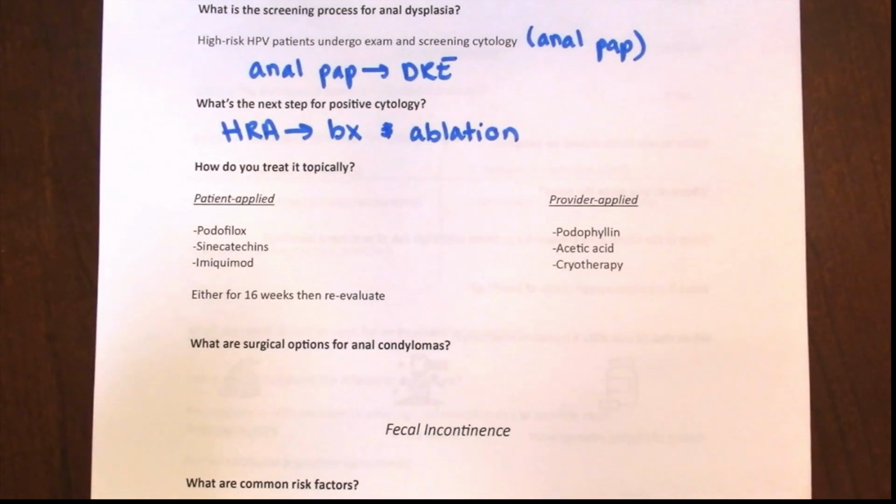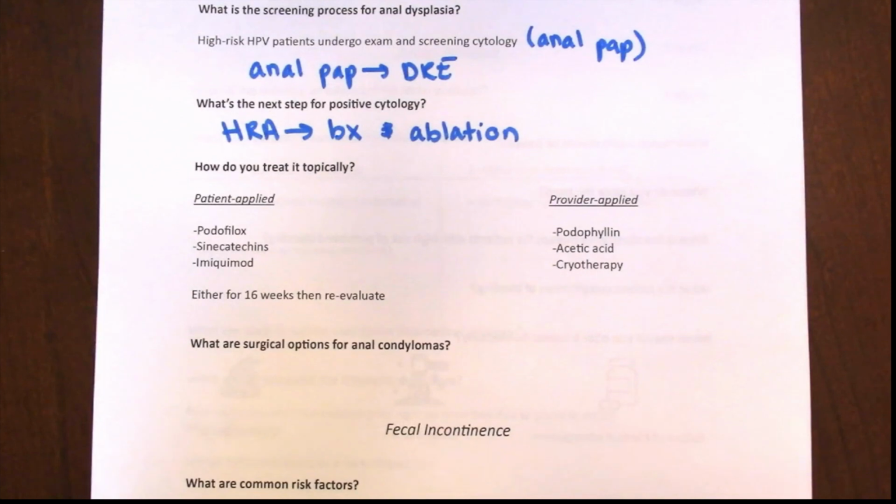For patients that do have disease, how do you treat it topically? So there are two different types of topical treatments. They are either patient applied or provider applied. The patient applied topicals include podophyllotoxin, sinecatechins, and imiquimod for 16 weeks, and then they'll be reevaluated in the clinic. The provider applied topicals are podophyllin, acetic acid, and cryotherapy.